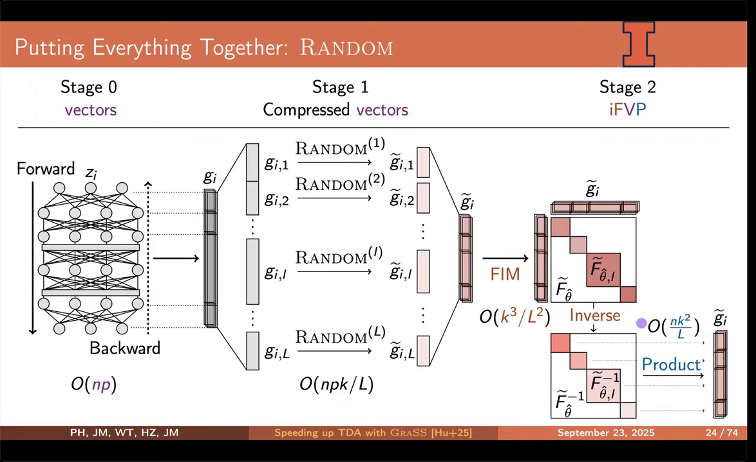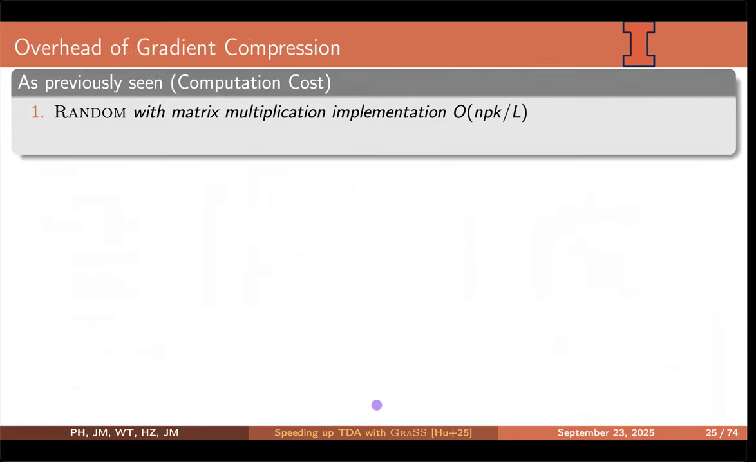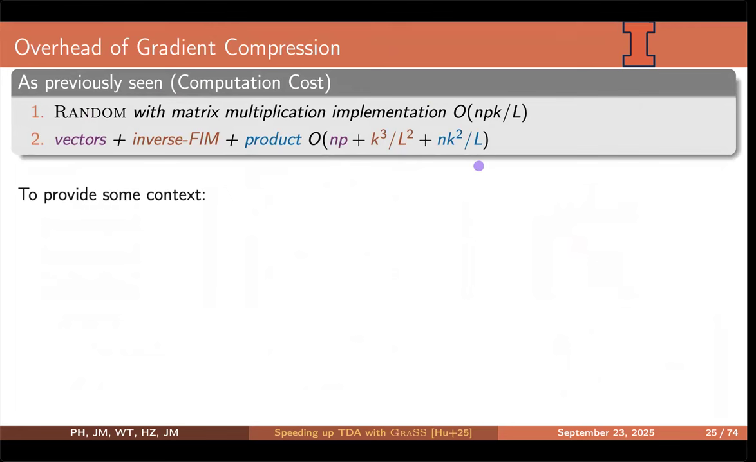So to understand, okay, this is now the full picture. But now I want to focus on this stage, because this is the computation overhead we introduced in this whole pipeline. Before, without this pipeline, we would just use this G_i to form our Fisher information and do the inverse to compute the products. But now we're introducing this additional stage, which takes O(nPK/L). So we want to understand how much this is. That's the computation time for random projection, and this is just some reference.